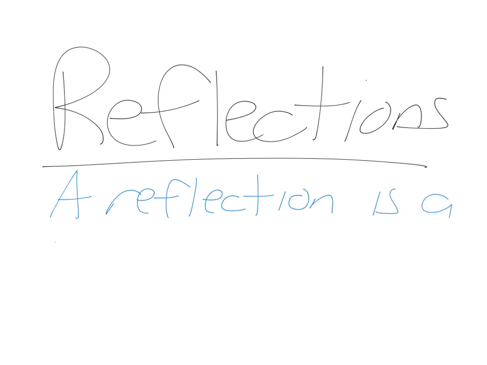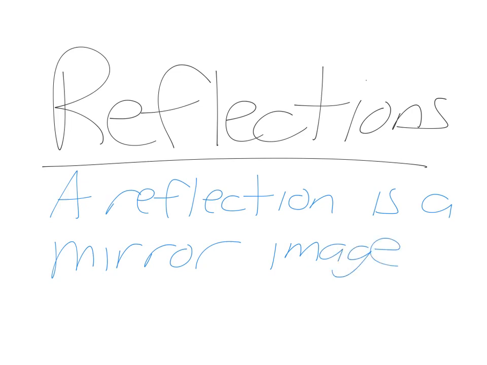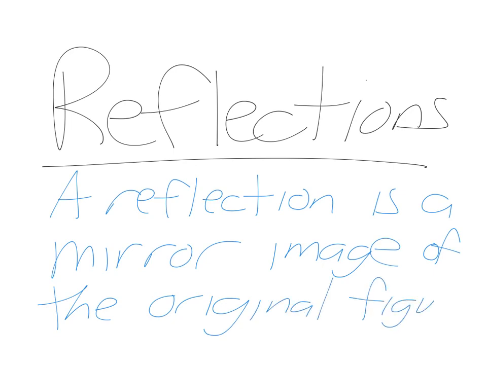That's what reflections are all about, making changes. And let's write down that definition here. A reflection is a mirror image of the original figure. Remember, we called that one the pre-image. So the pre-image is the original figure, and then the reflection would be the image.